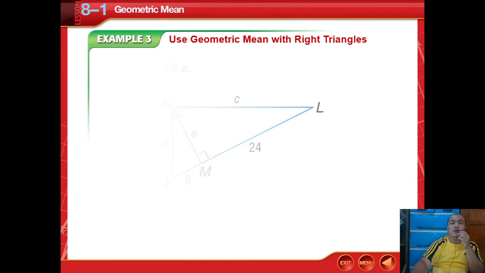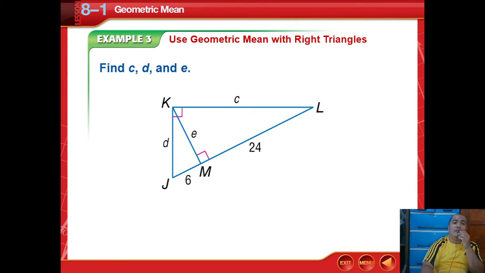Going back, E is 12. We want to solve for D. It's equal to the square root of 6 times 24 plus 6, which is 30. Square root of 6 times 30, or square root of 180. We want to solve for C. It's equal to the square root of 24 times 30. So to solve for E, square root of 6 times 24. To solve for D, square root of 6 times 30, where you just add 6 and 24. To solve for C, it's equal to the square root of 24 times 30.